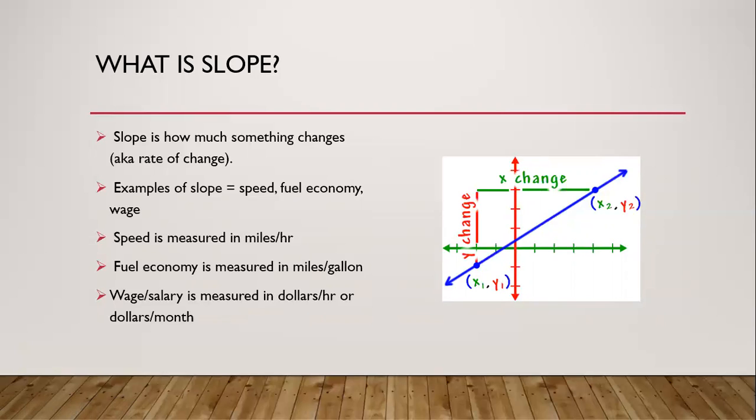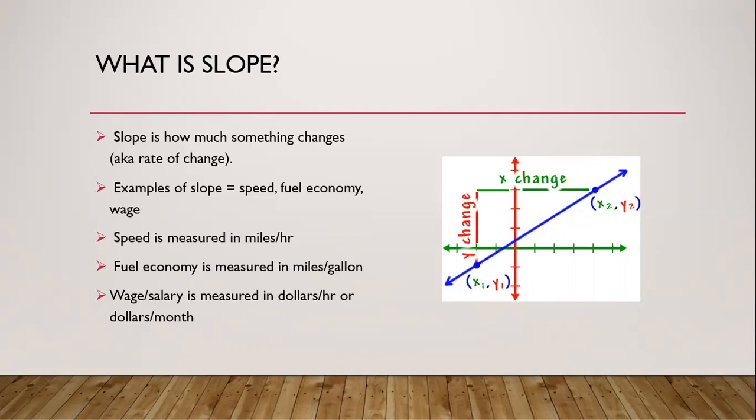Wages and salary. Well, wages and salary can be expressed in dollars per hour, or in dollars per month. You might make $8 an hour, or you might make $800 a month. That's just a different way of saying it. So at the beginning of the month, let's say you have $200. By the end of the month, if you make $800 for the month, you should have about $1,000 at least.